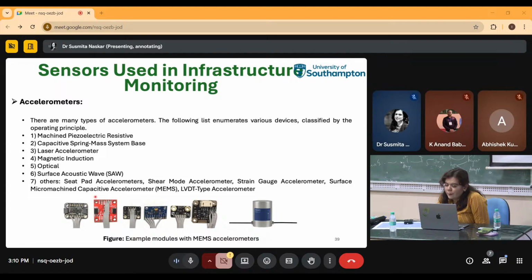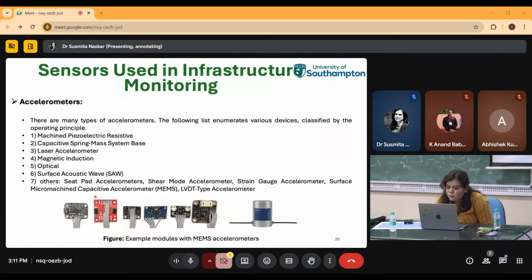They measure the acceleration through the changes in surface acoustic wave propagation. So when we talk about acoustic emission, wave propagation, vibration, where we are interested in identifying the wave propagation, those are the places where we use this SAW. Then there are other types of accelerometers as well, which include strain gauge accelerometers, seat pad accelerometers, and LVDT based accelerometers. They all have their own uses, and very niche uses.